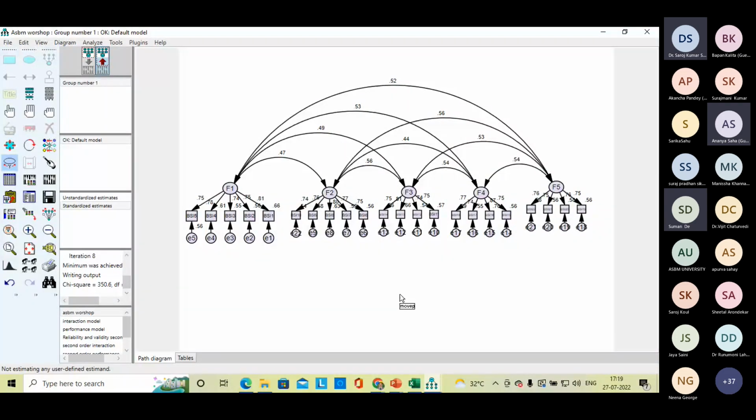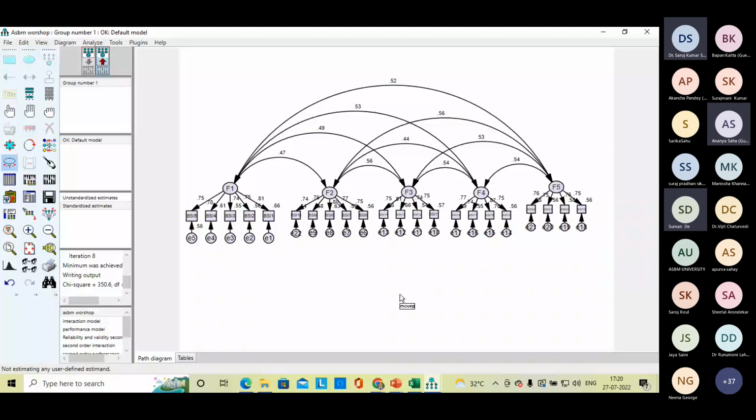Till now, we have proven reliability, we have proven convergent validity. Another criteria, the most important criteria, is discriminant validity. Because it tells how far BSI 1 to BSI 5 are significantly discriminating F1 from the rest of the 4 constructs. So this will be known by the maximum shared variance, MSV, and average shared variance, ASV.